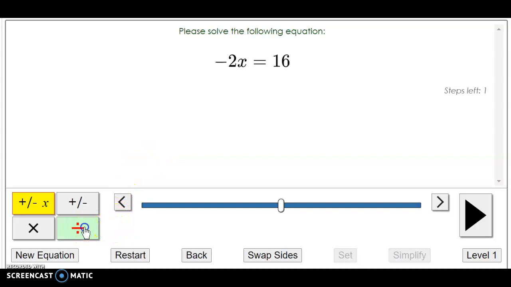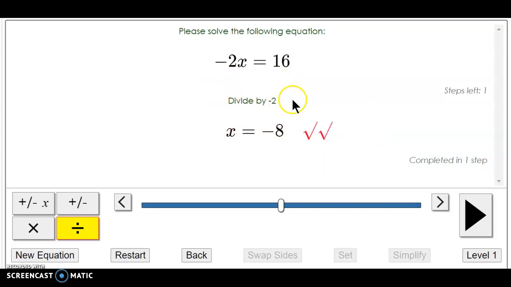So here I can click divide, and then I can choose a number. You can see that this software doesn't allow you to enter a number. Instead, it provides a kind of slider here to choose divide by what. Okay, I choose divide by negative 2. So click this one. That's done. This is a very easy problem to solve, and I get the answer x equals negative 10.